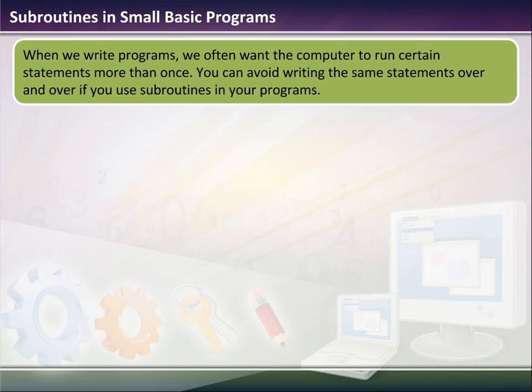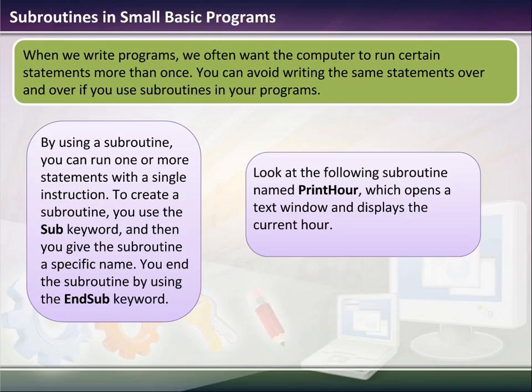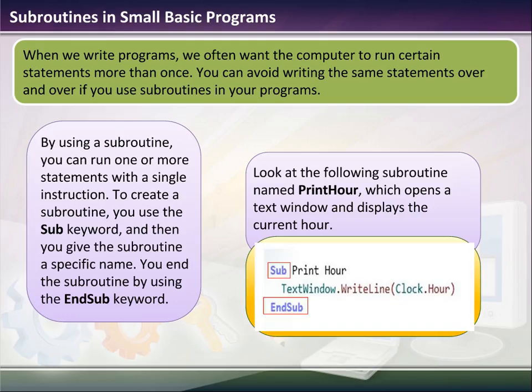Subroutines. When we write programs, we often want the computer to run certain statements more than once. You can avoid writing the same statements over and over by using what we call subroutines. By using a subroutine, you can run one or more statements with a single instruction. To create a subroutine, you use the word sub, and then you give the subroutine a specific name. You end the subroutine by saying end sub. Now look at the following routine: Sub PrintHour, TextWindow.WriteLine Clock.Hour, end sub.